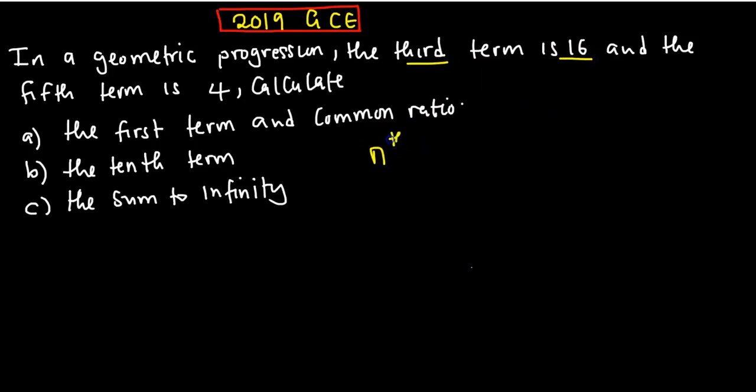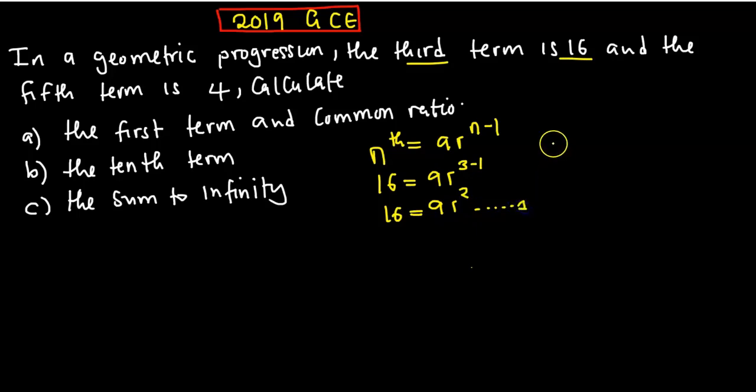So the nth term, the general formula is a r to the power n minus 1. We are talking of the third term. So it is equal to 16. The first term a, times r to the power n minus 1, where n is the position. We are saying it's the third, so 3 minus 1. So 16 is equal to a r to the power 2. This is the first equation that we are going to form.